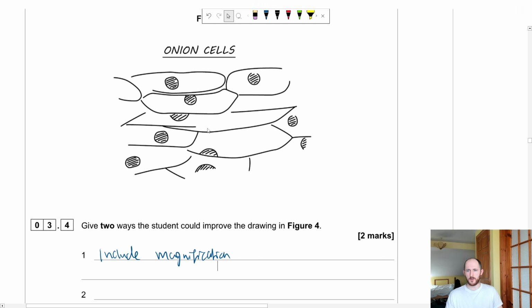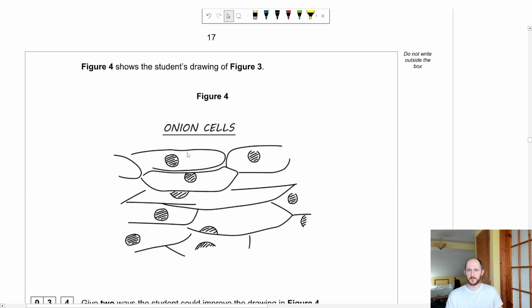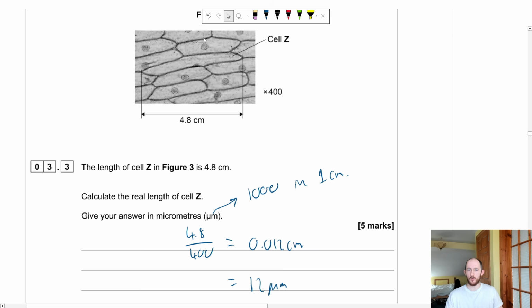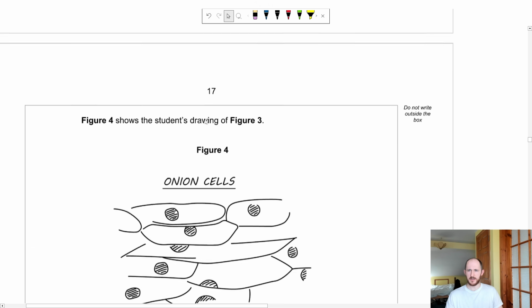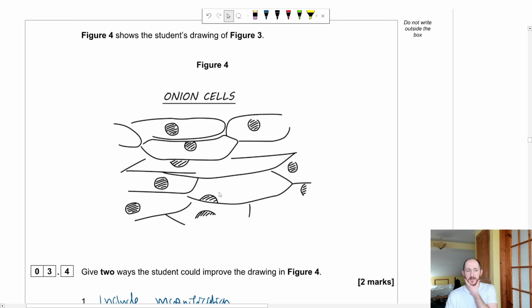I would argue, these gaps are kind of annoying. If you notice, there's gaps between lines, so no gaps between lines. What else? Well, if you look at the actual image, he hasn't drawn all of the cells, so he should draw all of the cells. Draw the correct shape. This is a weird shape that doesn't exist here. So that might be a good one. Label the cells. Don't have gaps between the cells.